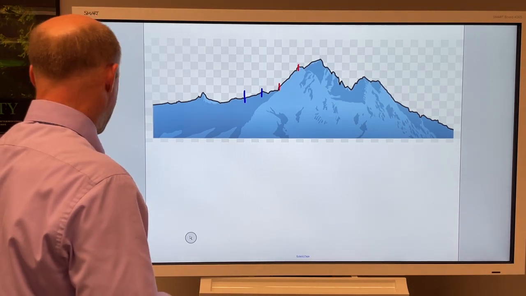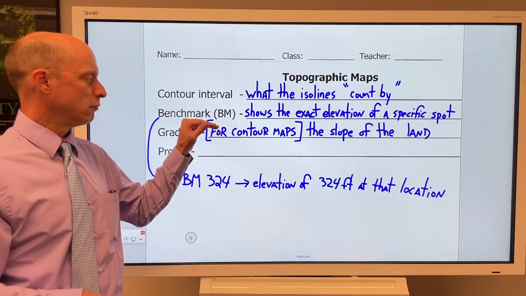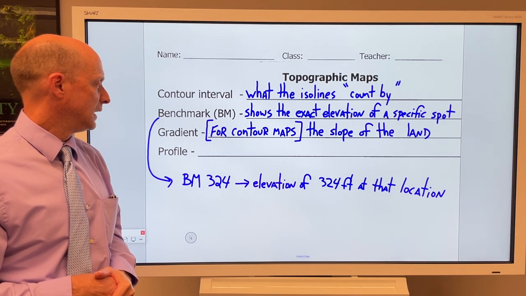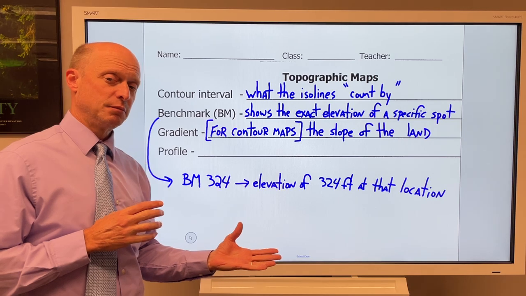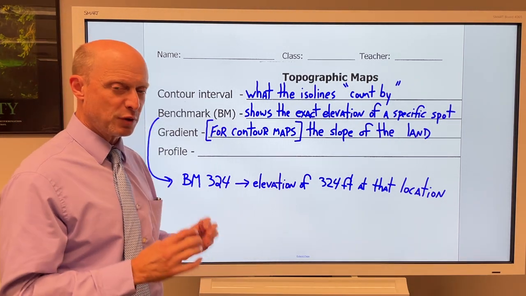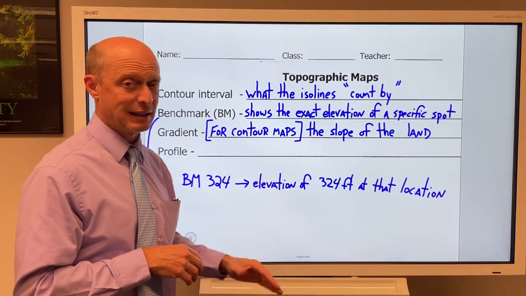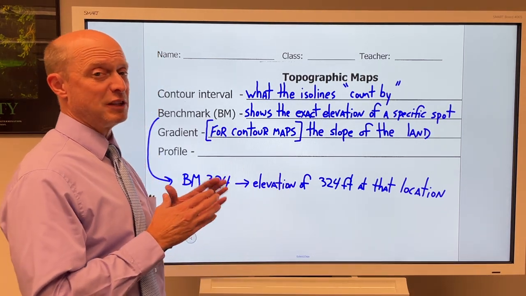Okay, next up, I have this. Please copy this down: gradient. Gradient is a term that we use for a lot of different variables in science, but let's just focus on maps for now. For maps, by gradient, it means slope of the land. High gradient means steep slope, and low gradient means gradual slope.